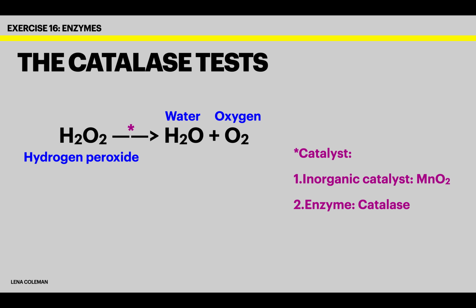And in this case, we're going to use the enzyme catalase. So catalase is the enzyme that works on the reaction going from hydrogen peroxide to water and oxygen. And going in that direction, hydrogen peroxide then, because it's the molecule that catalase works on, is its substrate. Okay?